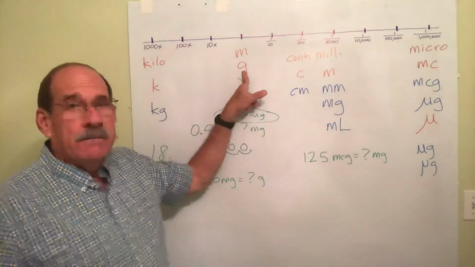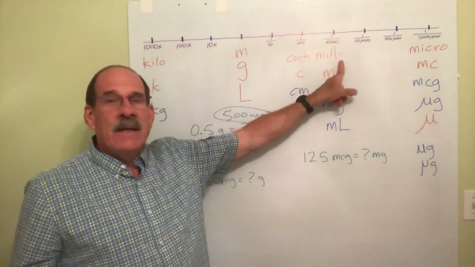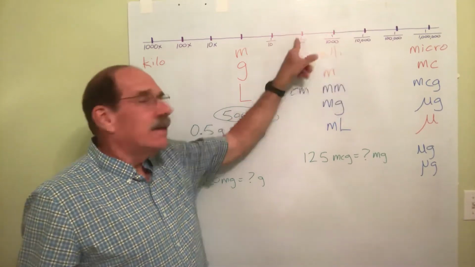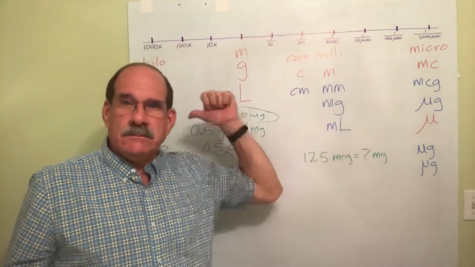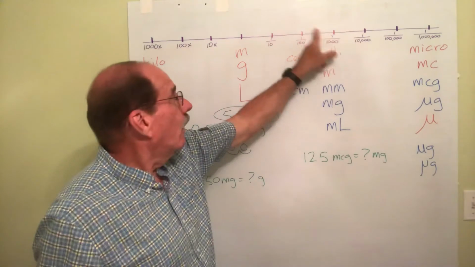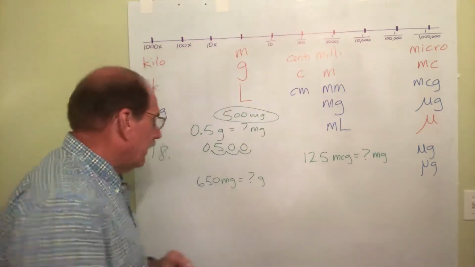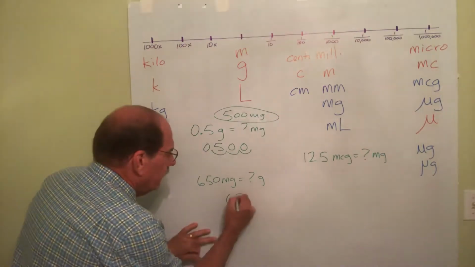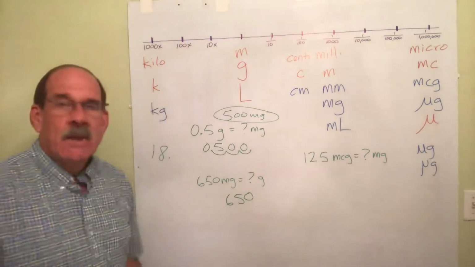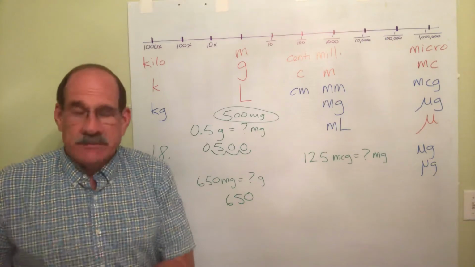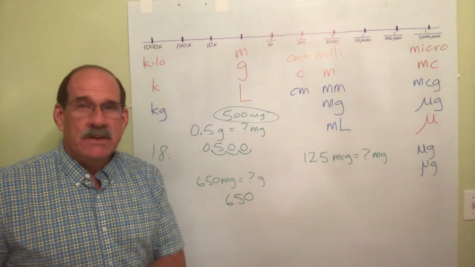Why, here. So I'm here right now. Which way am I trying to go? To the left. How far left? 1, 2, 3. I'm jumping 3 jumps to the left. All I've got to do is take this number, 650, and move the dot to the left 3 decimal places.